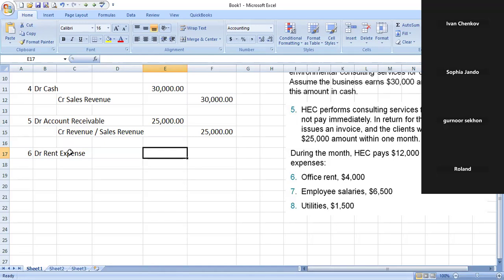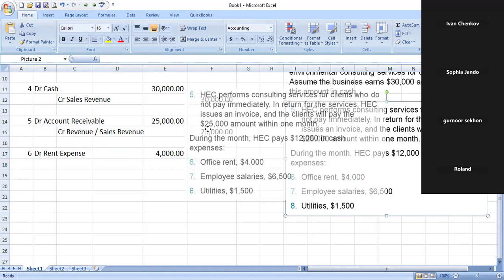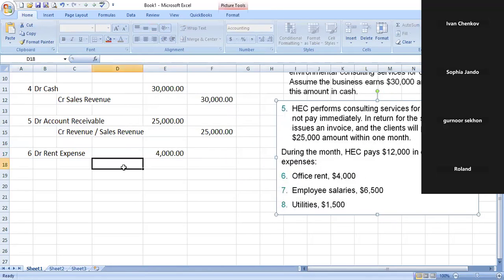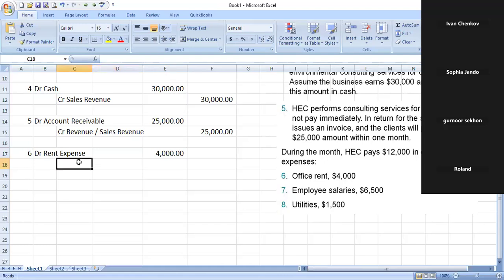Make sense? So make sure you're explicit in communication. When it's expense, I want to see the word expense. When it's payable, I want to see the word payable. When it's receivable, I want to see the word receivable. So now we have the rent expense, $4,000. Did we pay for it? Yes, we pay for it. We pay it in cash. So debit, credit will be cash for the same amount.